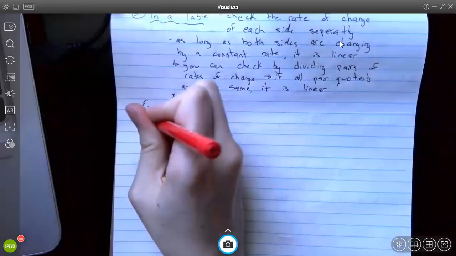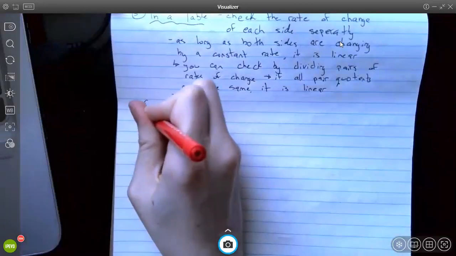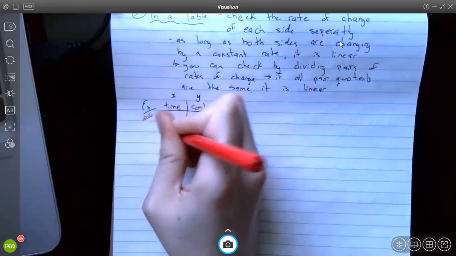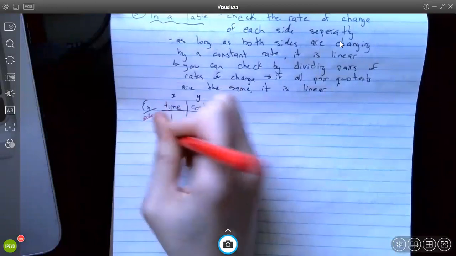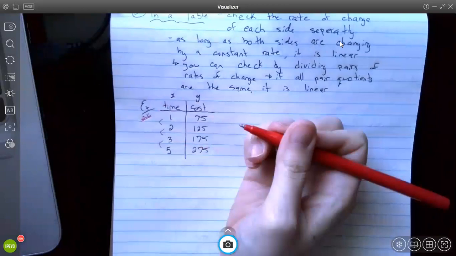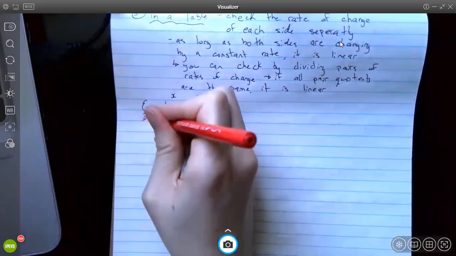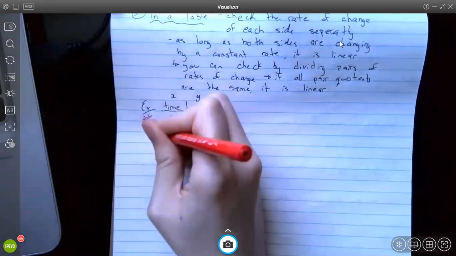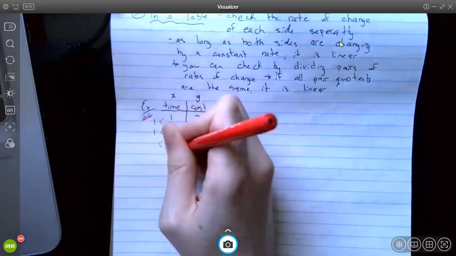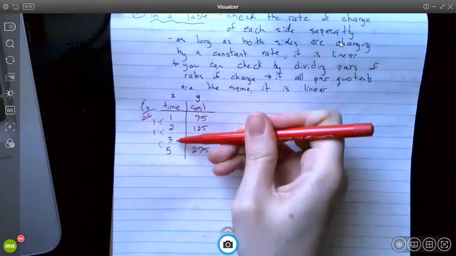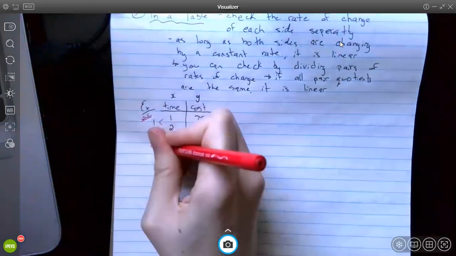And so then when it says to check the rates of change on both sides individually, what that means is over here, we're going to look for our change in X, which is just how much these X values are changing by. So to go from 1 to 2, that is a change of 1. From 2 to 3 is a change of 1. From 3 to 5 is a change of 2, because it's going up by 2.